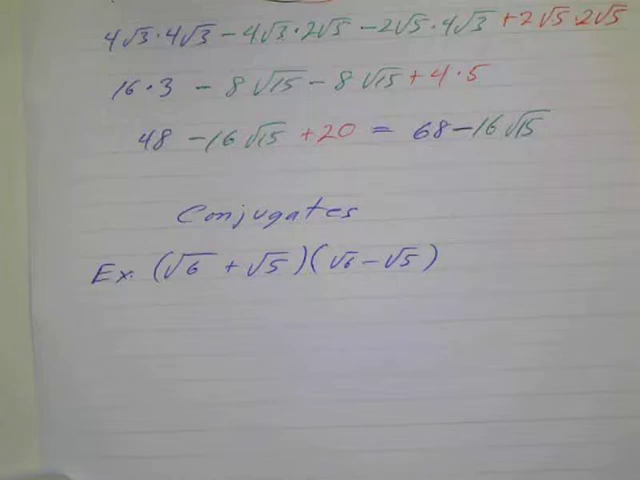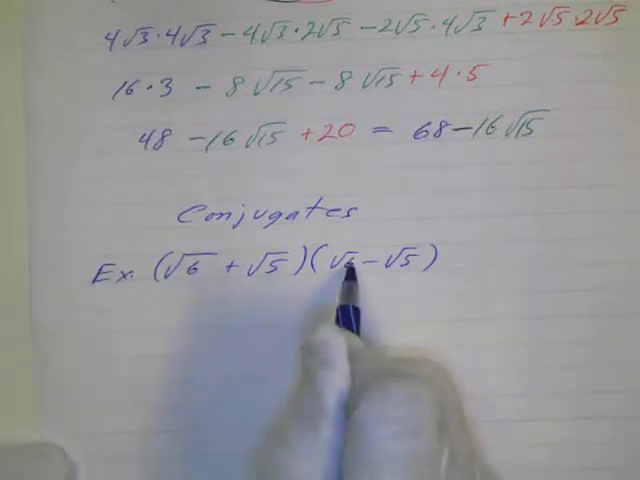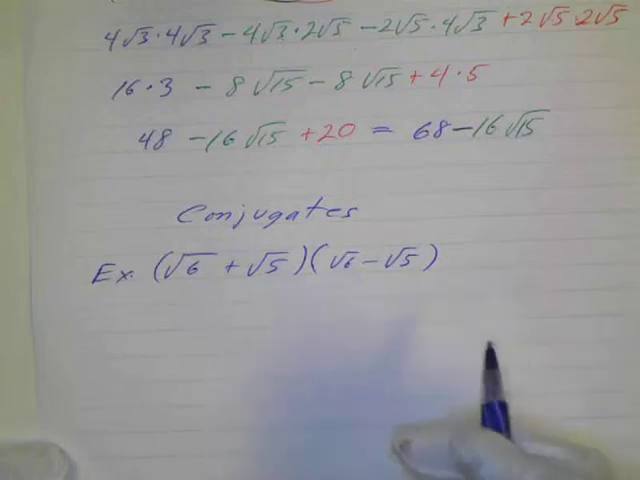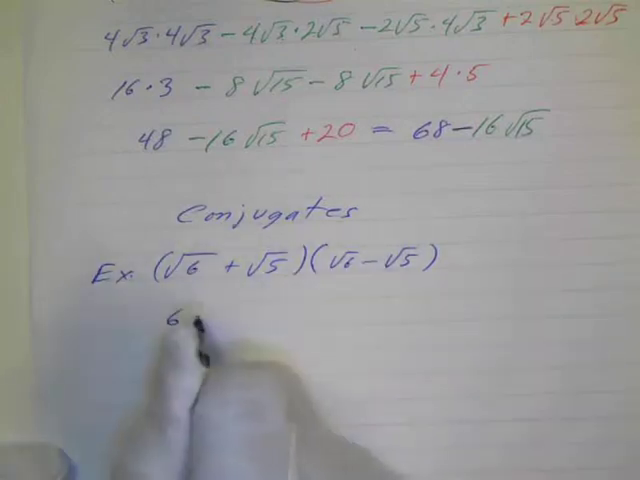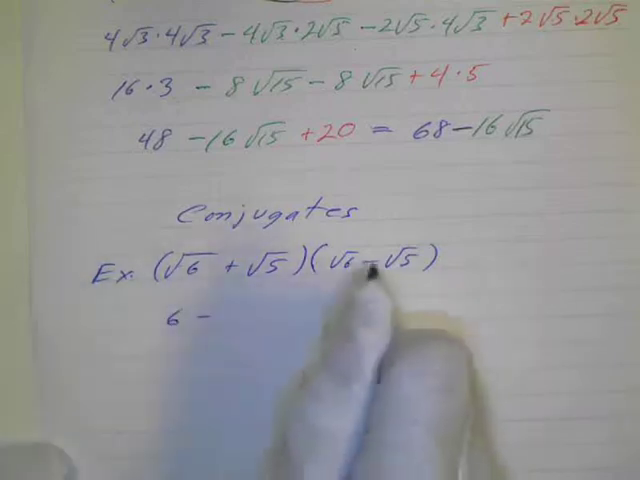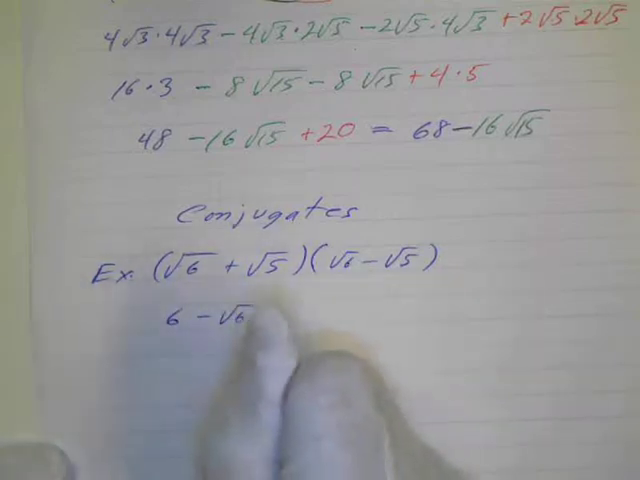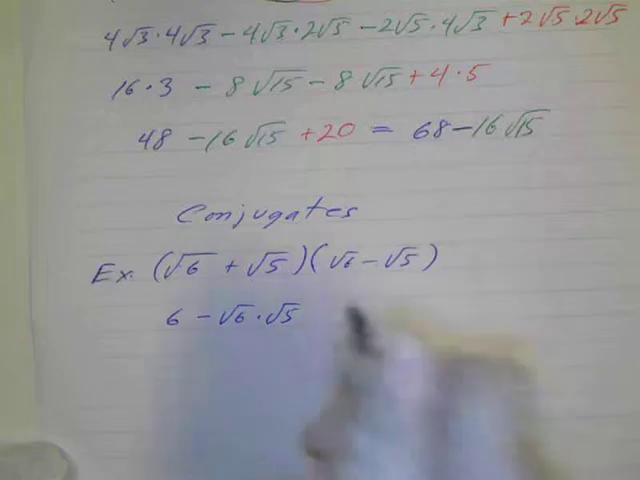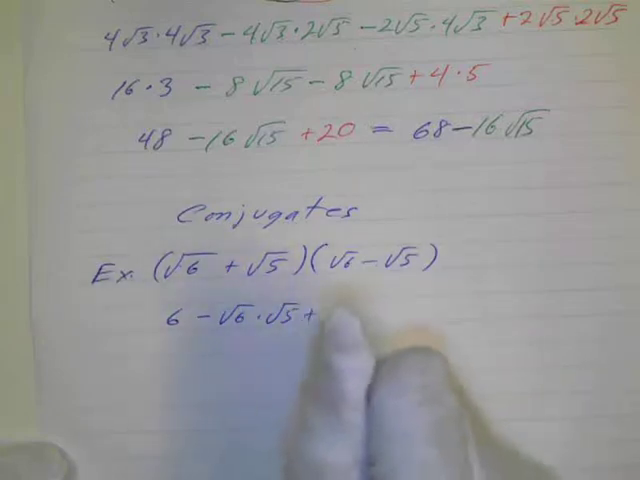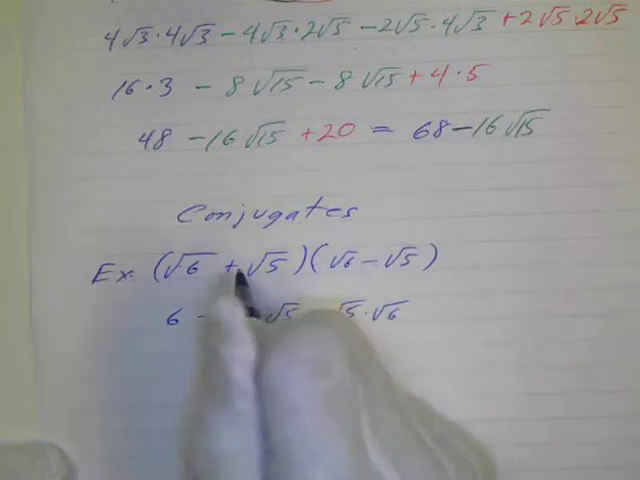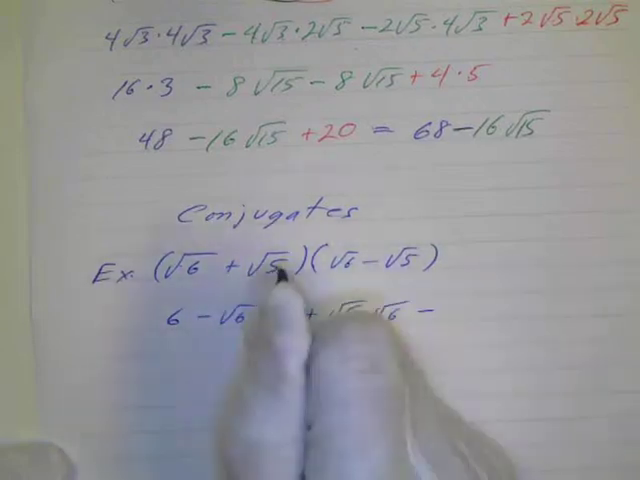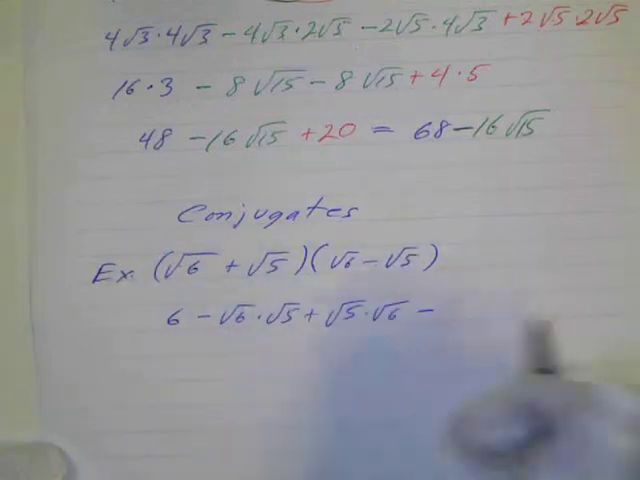Let's see what happens. This is very interesting. So I'll multiply it out, and I use the FOIL method. And what's the square root of 6 times the square root of 6? Well, that's the square root of 36, which is just 6. And then I've got negative, positive times a negative is a negative, the square root of 6 times the square root of 5, which is the square root of 30. And then positive, the square root of 5 times the square root of 6, which is also the square root of 30. And a positive times a negative is a negative. And the square root of 5 times the square root of 5 is the square root of 25, which is just 5.